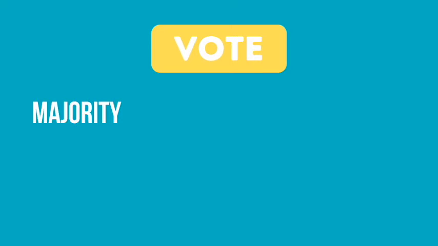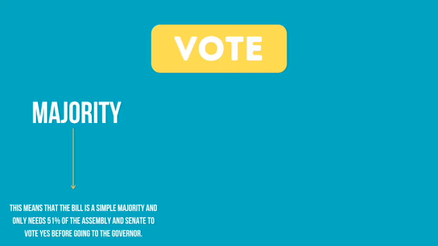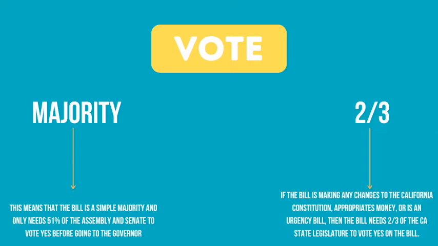For the vote section, two things will appear: majority or 2/3. If majority is indicated, this means that the bill is a simple majority and only needs 51% of the Assembly and Senate to vote yes before the bill is sent to the governor. However, if the bill is making any changes to the California Constitution, appropriates money, or is an urgency bill, then the bill needs 2/3 of the California State Legislature to vote yes on the bill.